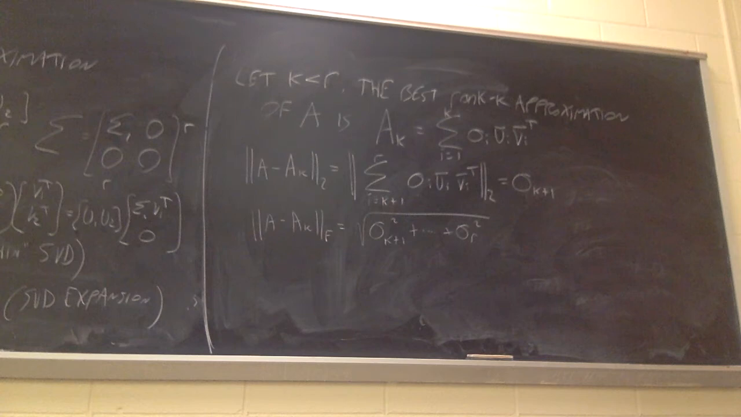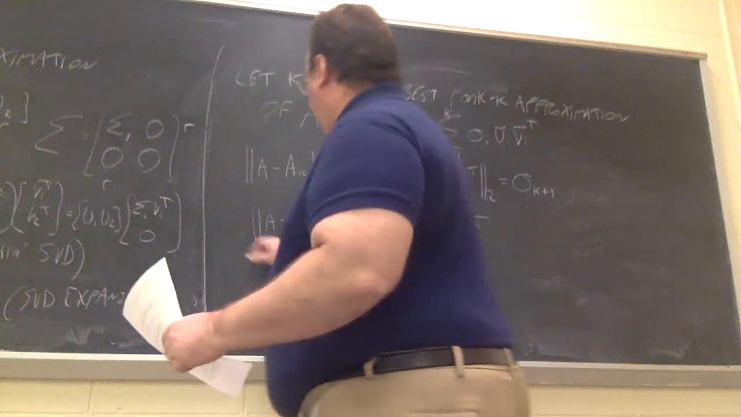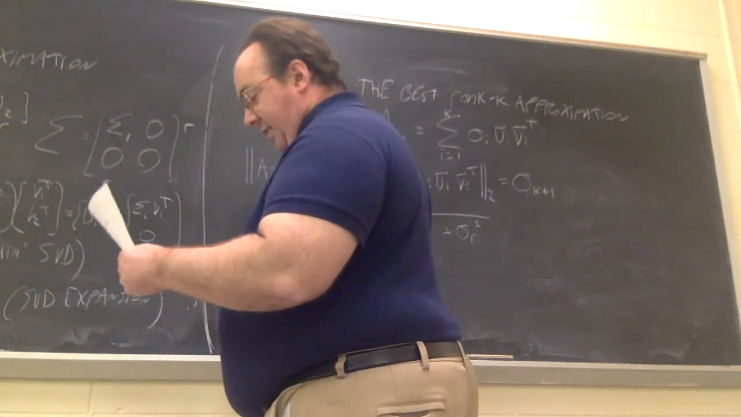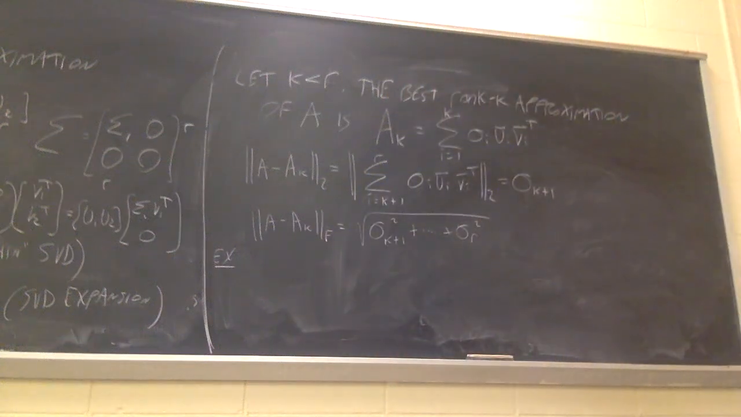Okay. Now, a very simple example of a low rank approximation. Okay. So the matrix I'm going to use here is in the book.